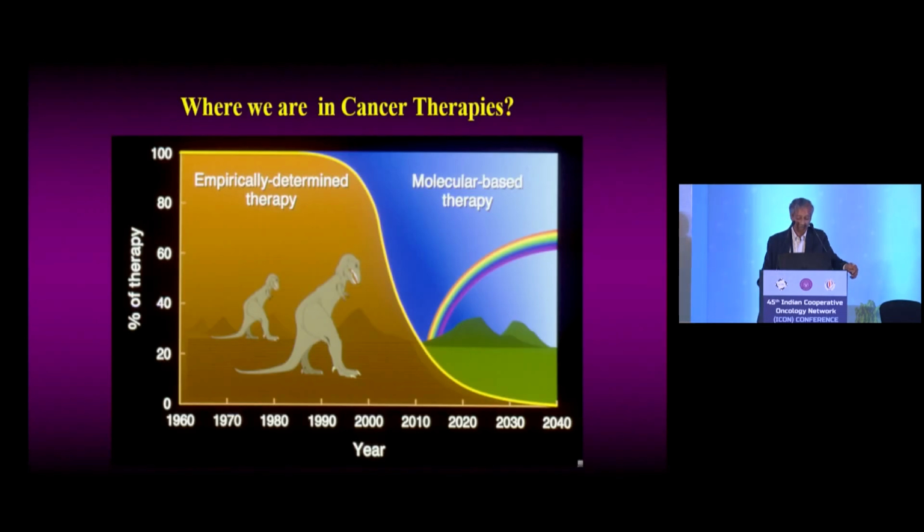So I think I've come to the end of this. So where are we in cancer therapies? Empirically determined therapy is going the dinosaur way, but molecular-based therapy is definitely coming up. As I've shown you in this GBM, I think, as I told you, we are really going up towards what we are doing in non-small cell lung cancer today. So thank you very much.